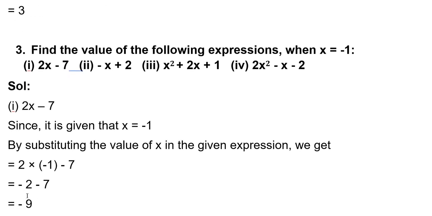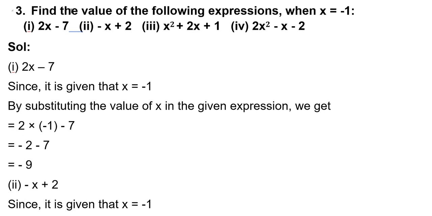Third problem: find the value of the following expressions when x equals minus 1. Solution: first expression, 2x minus 7. Since it is given that x equals minus 1, by substituting the value of x in the given expression, we get 2 into minus 1 minus 7, that is minus 2 minus 7, which equals minus 9.